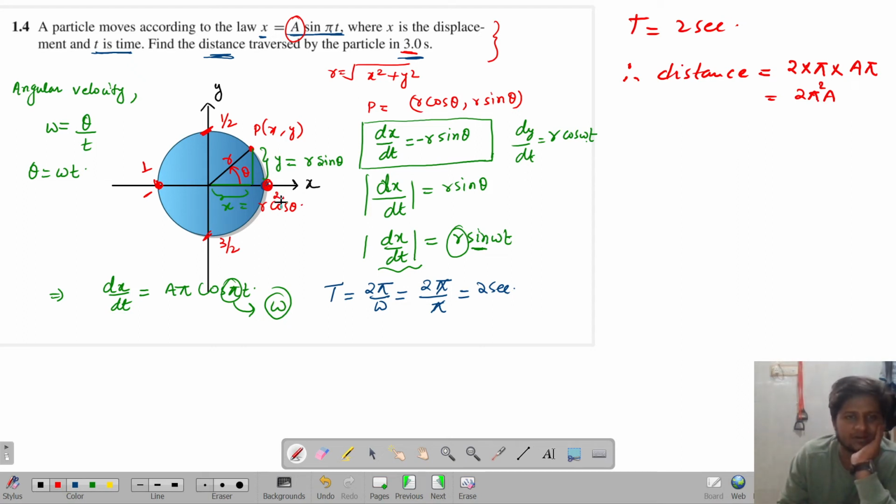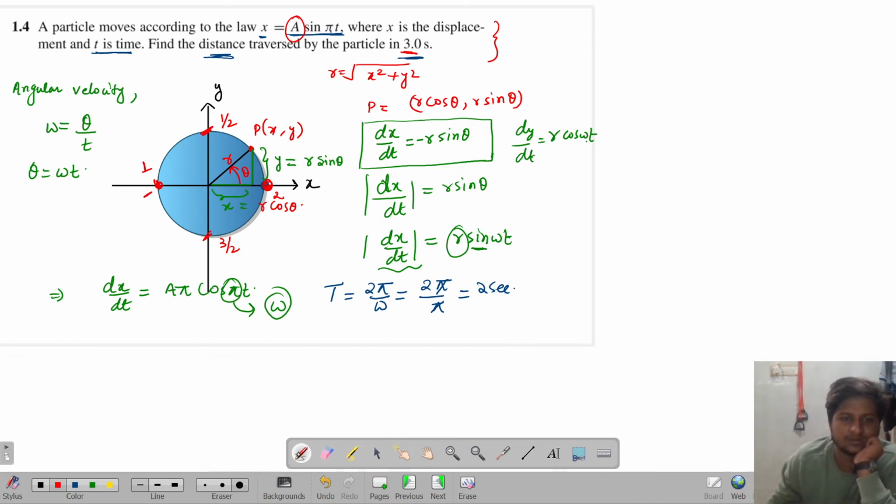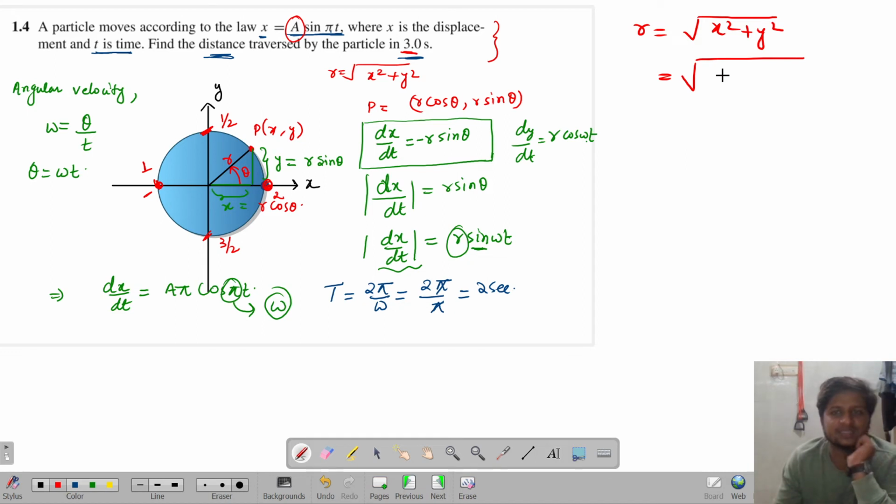This is not correct. It is a sin pi t now. Wait. See this silly mistake that I am doing. R is given as what? Root over x square plus y square, or not? Tell me, yes or no? So try to see this. If x is given as a sin pi t, it will be what? A square sin square pi t, or not? Tell me yes or no?